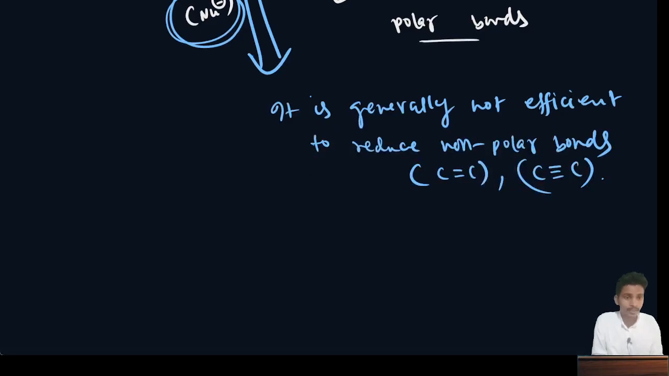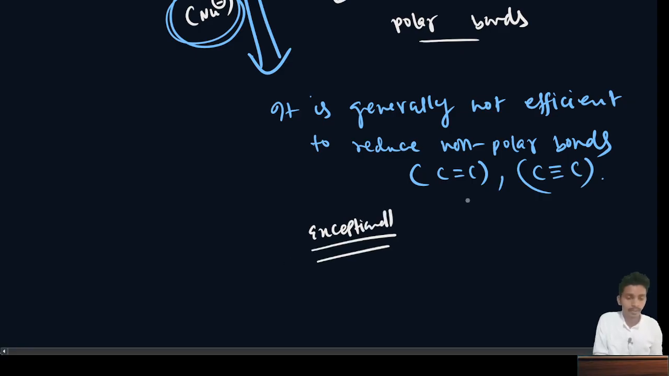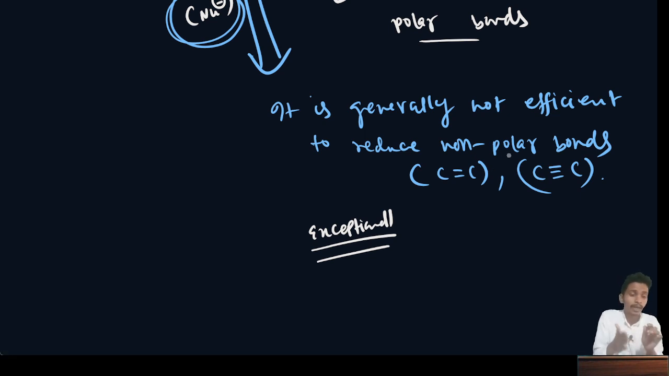There is an exceptional case. Let's say if this non-polar bond has an alcohol or amine adjacent to it, then lithium aluminum hydride can be used to reduce it. We will discuss that while we discuss more about it.